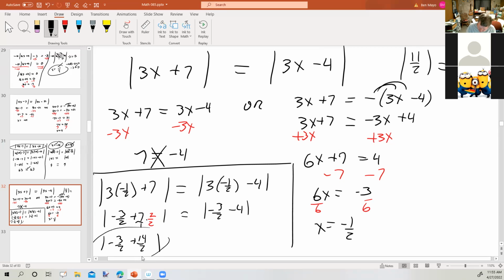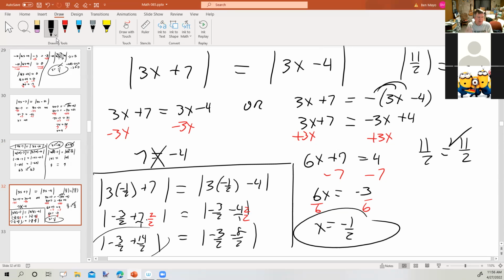All of this, absolute value. And on the right side, we're going to multiply that by 2 over 2, and we're going to have negative 3/2 minus 8/2, which would be negative 11/2. Well, the absolute value of 11 halves is 11 halves, and the absolute value of negative 11 halves is 11 halves. So here we get two potential solutions.